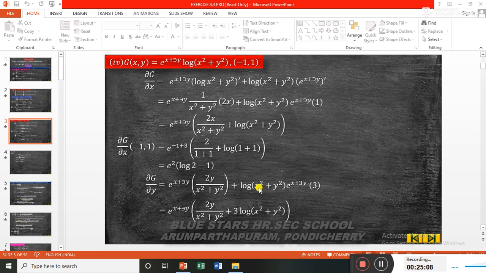So plus next, I write the second term as it is, log of x square plus y square, and I differentiate the first term, differentiation of e power x plus 3y. Differentiation of the exponential is e power x plus 3y, and we differentiate the power. So differentiation of x is 0; we differentiate only the y terms. So differentiation of 3y is 3. Therefore the next step I write e power x plus 3y into 2y by x square plus y square, plus 3 into log of x square plus y square.